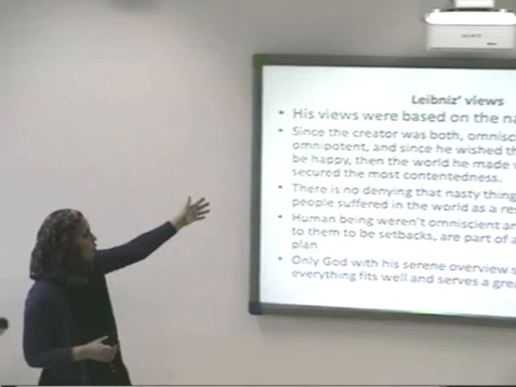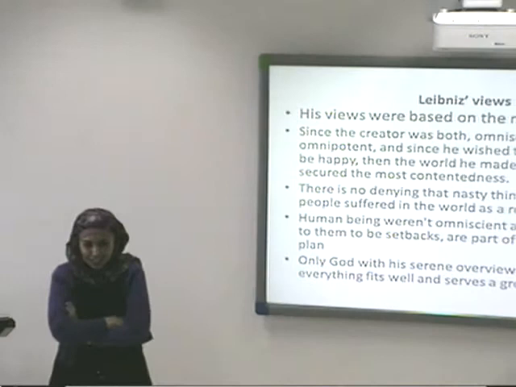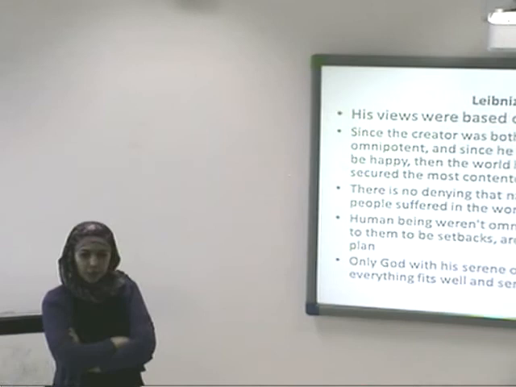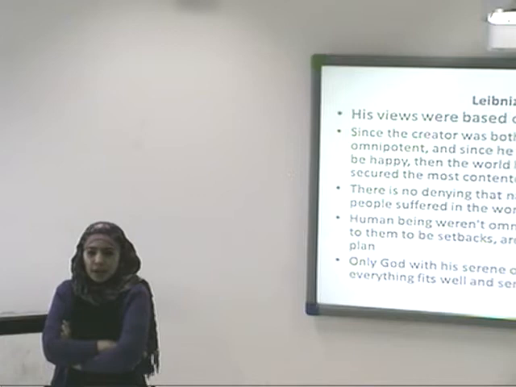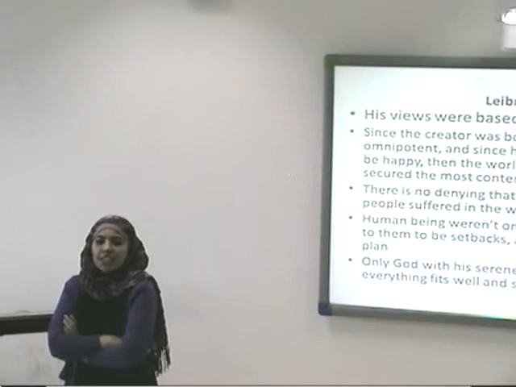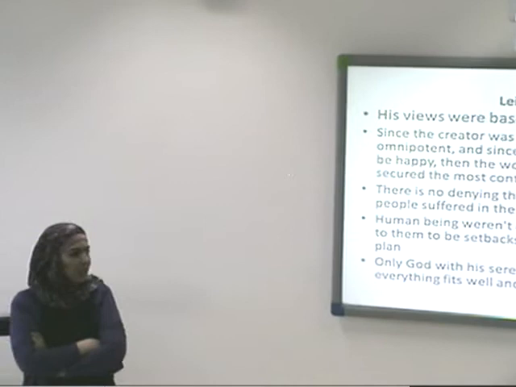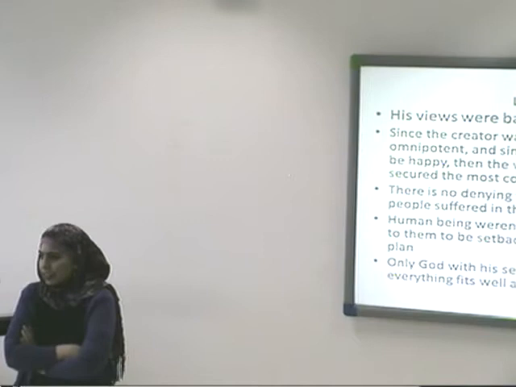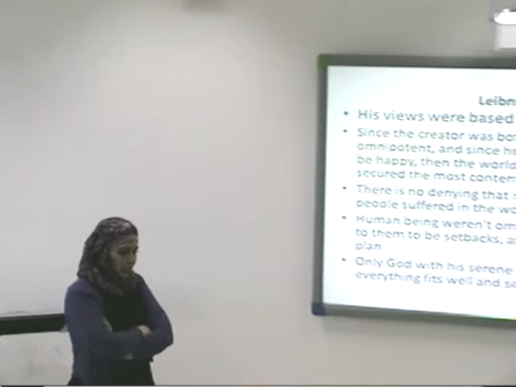Since he wished for his creatures to be happy, the world he made was one that secured the most contentedness for the people. So people have to submit and surrender to the all-powerful, all-knowing in whatever happens to them. They still have to believe that God wanted them to be content at the end. Okay, so you're linking it to the idea that this could be the best of all possible worlds because it's God's will. God created people, he's all-knowing, he's all-powerful, and for sure God wants the best for people. So this is a point where one should submit to God and whatever God has.